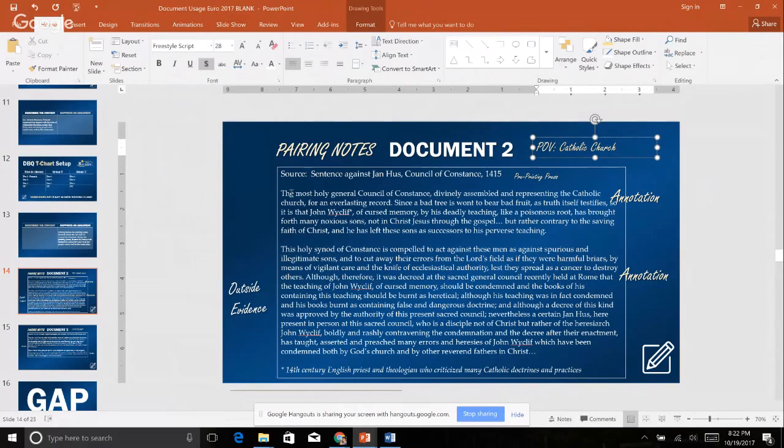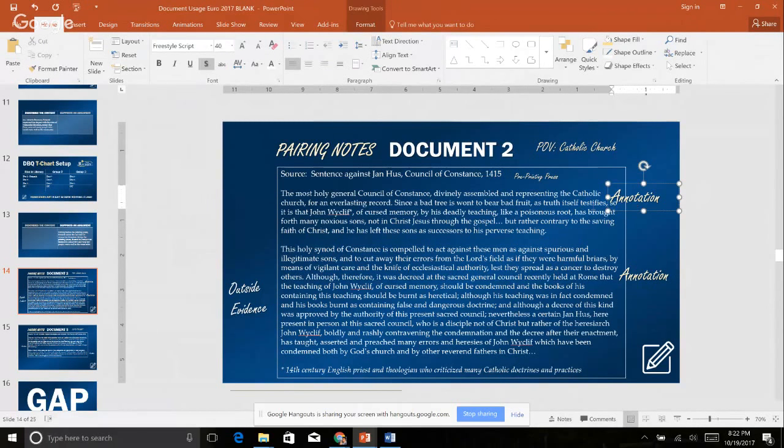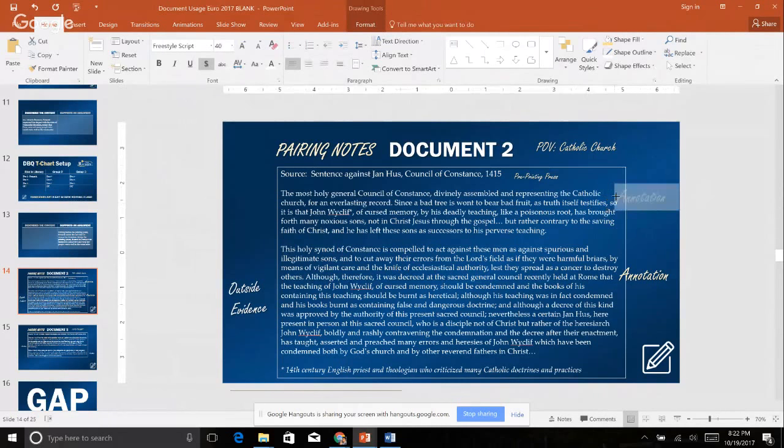Now, "the most holy general council of Constance, divinely assembled and representing the Catholic Church for an everlasting record, since the bad tree is wont to bear bad fruit, as truth itself testifies, so is that John Wycliffe."